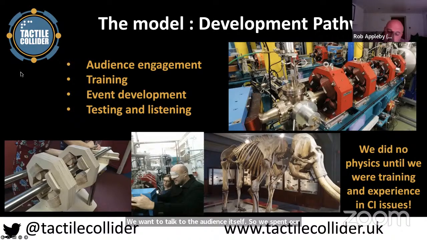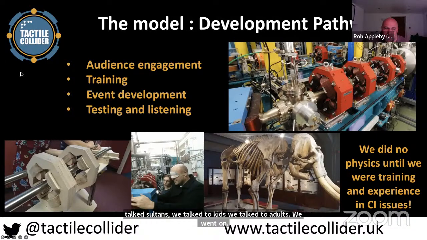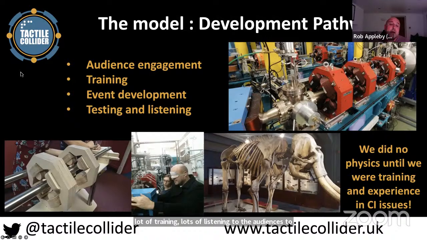We visited schools, visually impaired and mainstream schools. We talked to consultants. We talked to kids. We talked to adults. We went on RNIB radio to talk to people. And the result of that was lots of training, lots of listening to the audiences to figure out what we should be doing. And that's, for us, one of the messages I give in my talks to my physicist colleagues: it's very, very important to do any kind of engagement to an underrepresented audience. So we'd listen to the audience first and understand how they want to be communicated with and what dialogue they want to have.